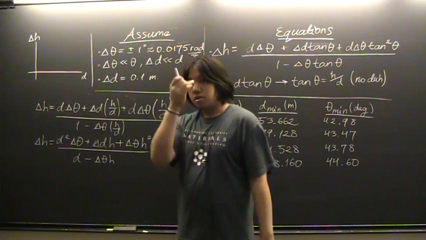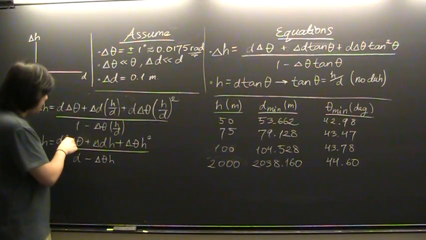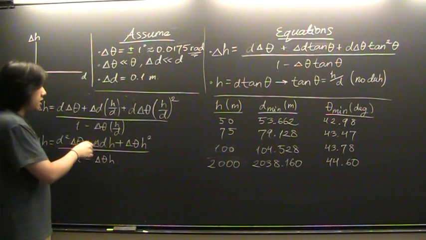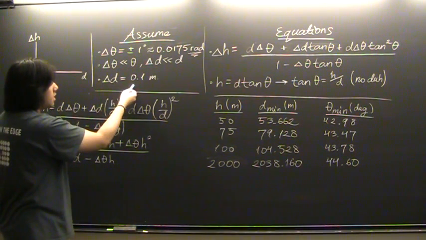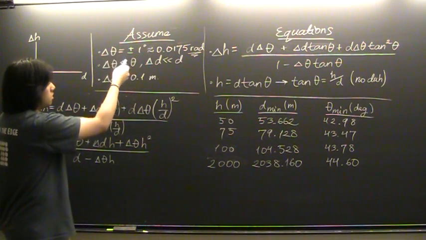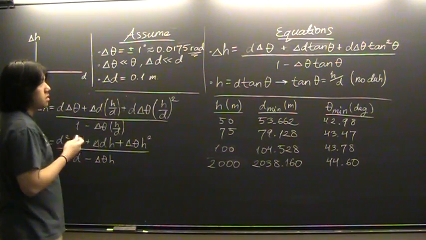We can assume that for this scenario, we have a delta theta that's fixed and a delta d that's fixed, given by these values up here. I've set delta d here equal to 0.1 meters and delta theta equal to 1 degree, which is also equal to approximately 0.0175 radians.